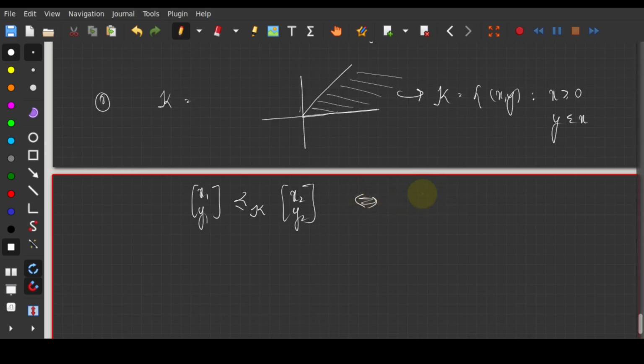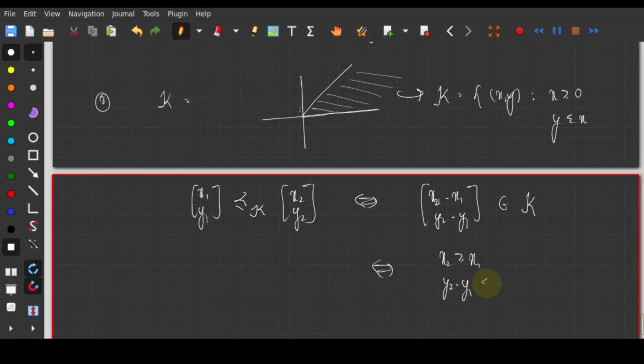Effectively, what I'm saying is that (x2 minus x1, y2 minus y1) should lie inside the cone, or x2 should be greater than or equal to x1 and y2 minus y1 should be less than or equal to x2 minus x1.